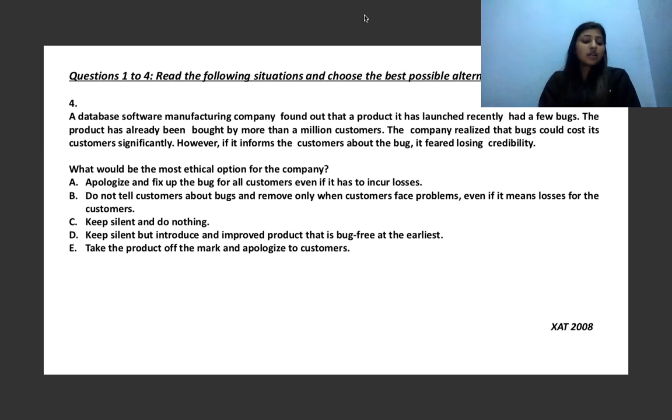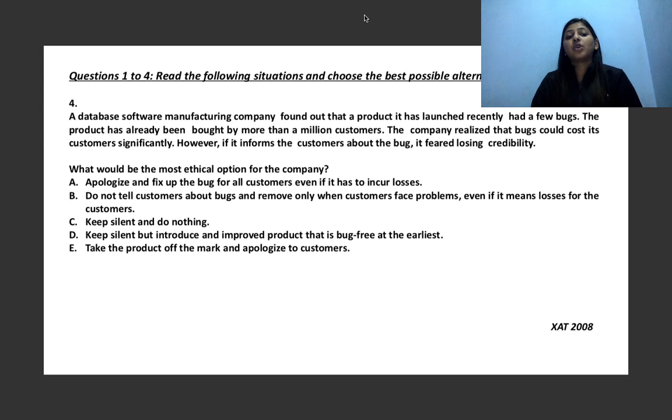Okay, so credibility means its good name, right? If it does not inform also, whatever happens later, you will think twice before buying from the same company if you know about some information that happened in the recent past about the bug, right? So what should the company do? What is the most ethical option?